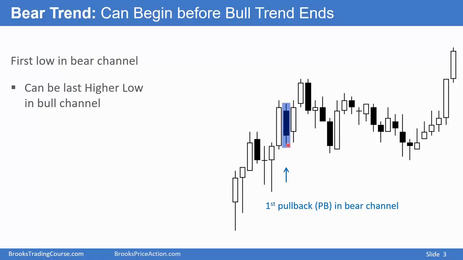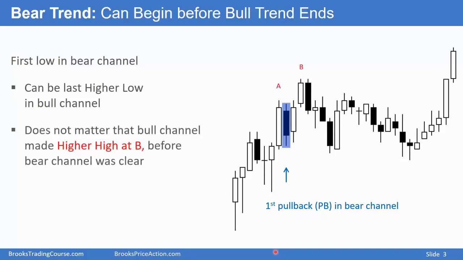However, the last higher low in a bull channel can in fact be the start of the bear trend. So yes, it's still a bull trend, we're still going higher. However, this bear trend, this pullback, actually began probably right here, at least in the minds of a lot of traders and in the algorithms of a lot of computers. It doesn't matter that the bull trend extended beyond the high at this point.